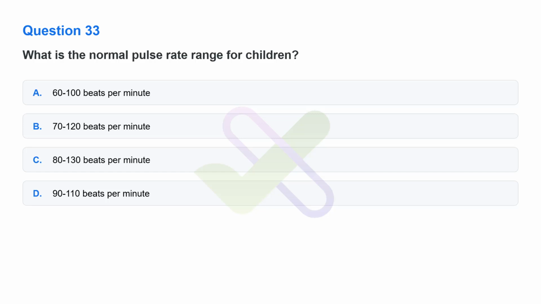A. 60 to 100 beats per minute. B. 70 to 120 beats per minute. C. 80 to 130 beats per minute. D. 90 to 110 beats per minute.